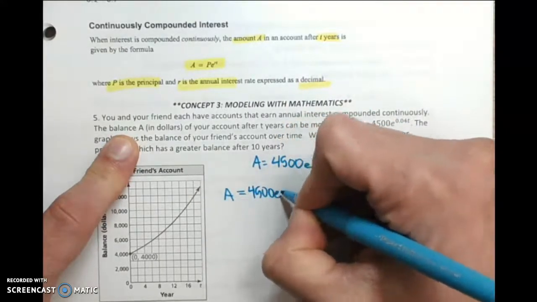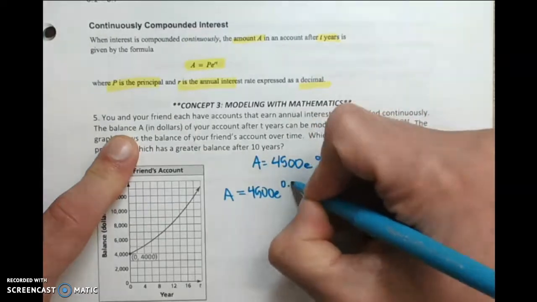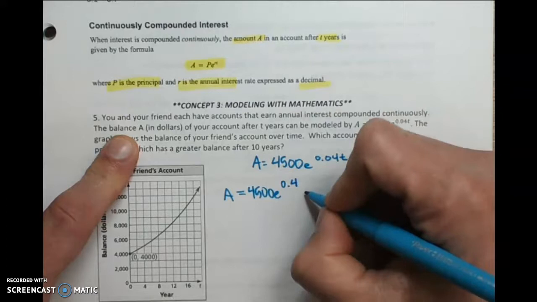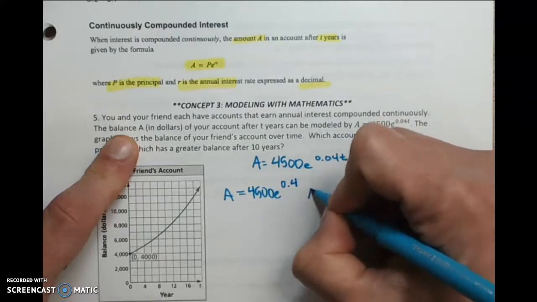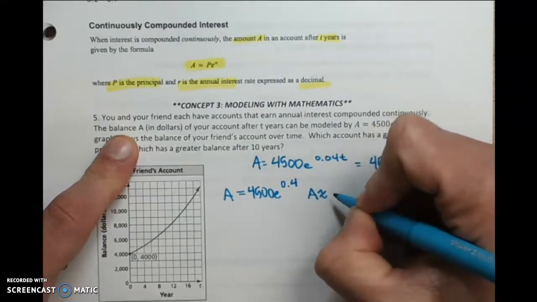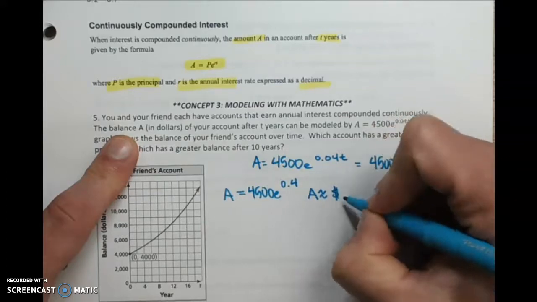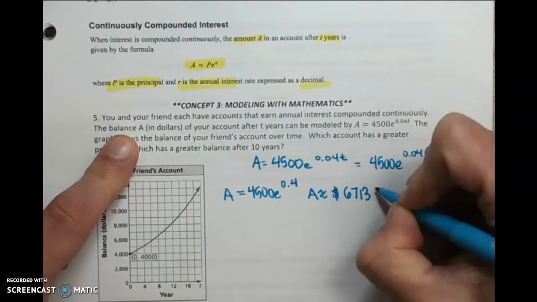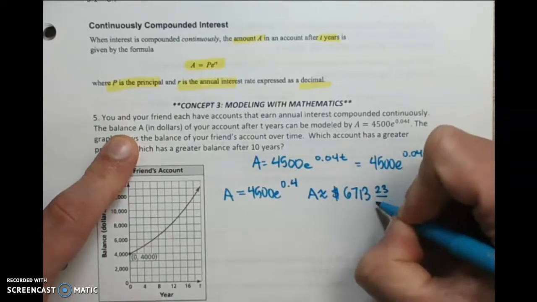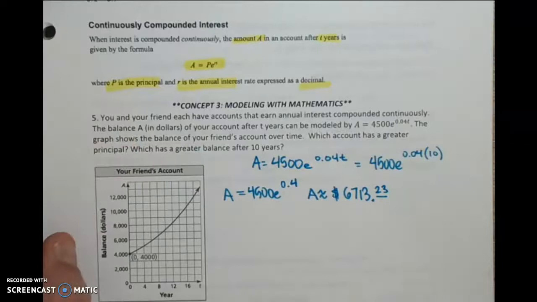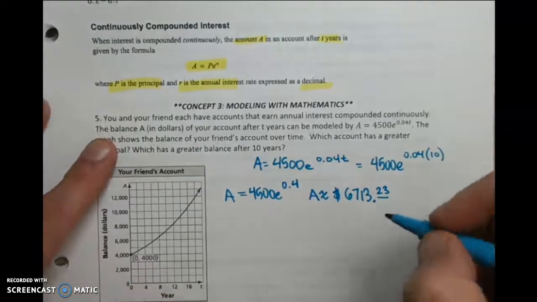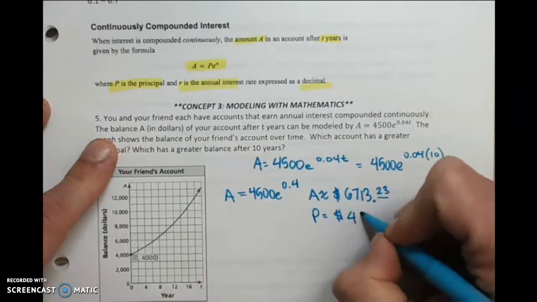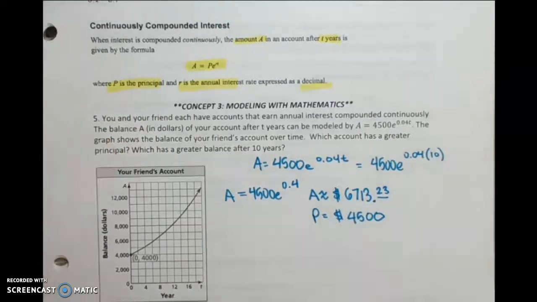Which gives me 4,500 e to the 0.4. And then if I plug that all into my calculator, I get A is approximately $6,713.23. All right, and my principal was $4,500. So that was me.